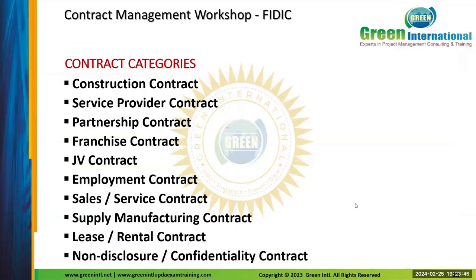So these are some contract categories. There is construction contract, service provider contract, partnership contract, franchise contract, JV contract, employment contract, sales and service contract, supply manufacturing contract, lease or rental contract, non-disclosure or confidentiality contract. So these are some common types of contract, depending on the type of work to be undertaken and depending on the kind of parties involved.